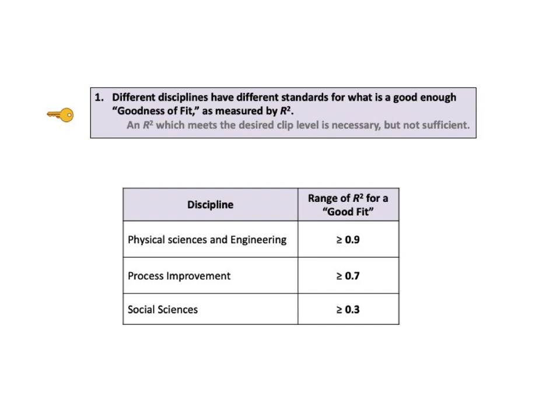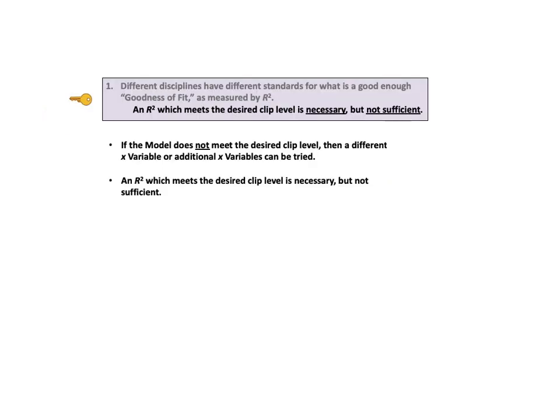As the table shows, we might require that the R squared be 0.9 or better in order for us to conclude that our regression model is a good fit. In the social sciences, on the other hand, we may have to settle for 0.3 being as good a fit as we're going to get. And in process improvement disciplines like Six Sigma, they might require 0.7. If the model does not meet the desired clip level for R squared, then a different x variable or additional x variables can be tried. However, even if we have an R squared which meets the desired clip level, there are still a couple more hurdles to clear before we can say we have a good fit.